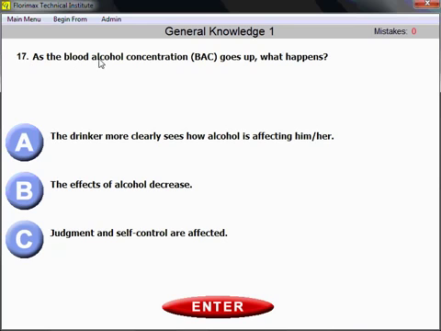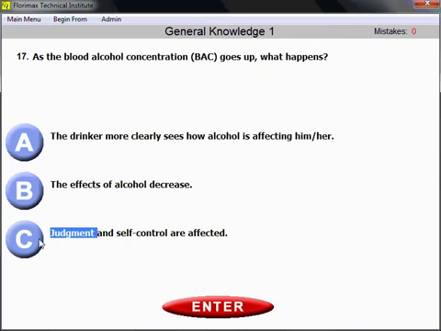Question number 17. As the blood alcohol concentration, abbreviation BAC, you will see this abbreviation later on, goes up, what happens? What happens? Please remember these words: judgment and self-control. These are 2 things, actually. Judgment is the first thing which is affected. When BAC goes up, judgment is affected.